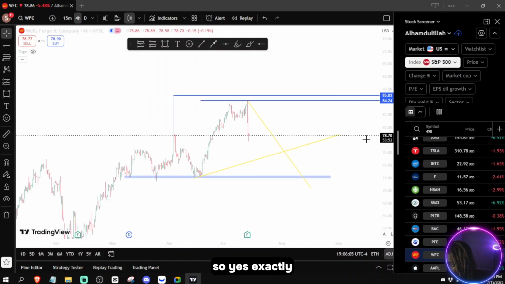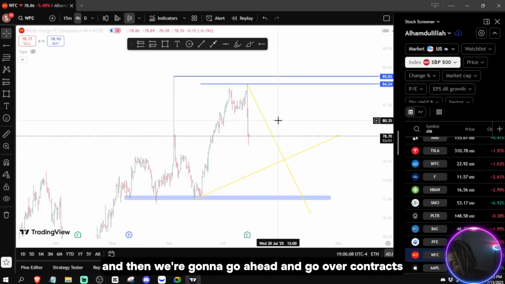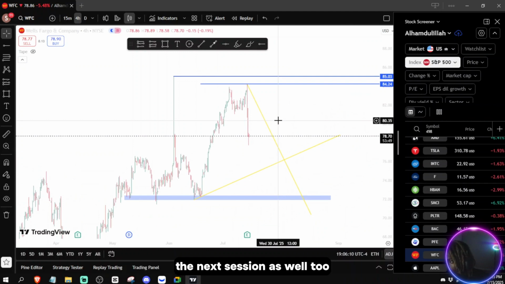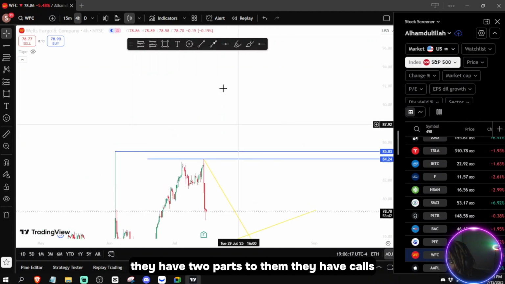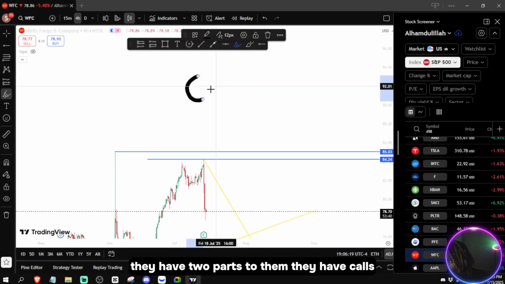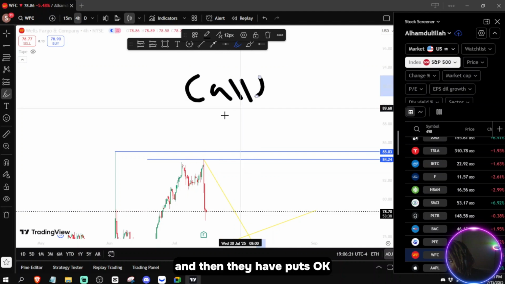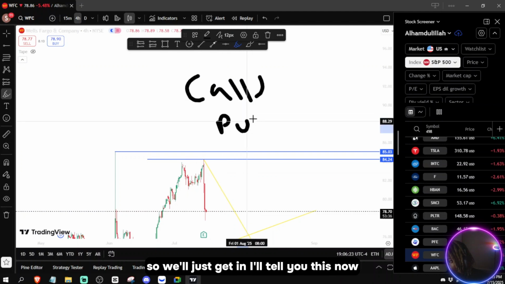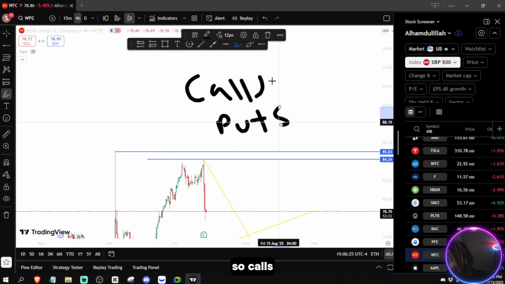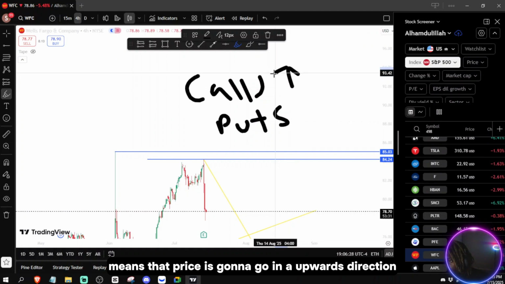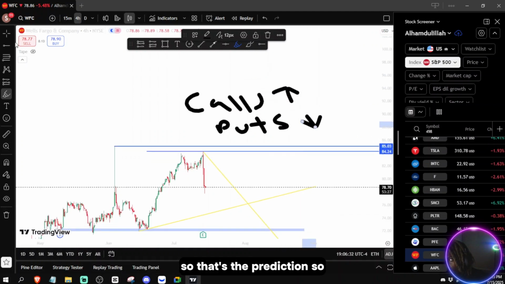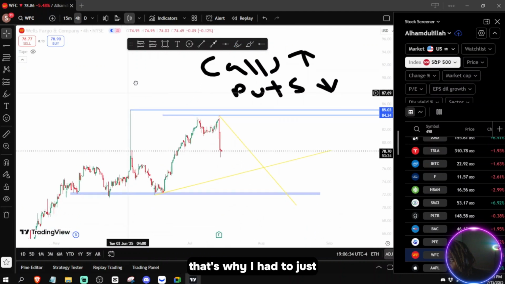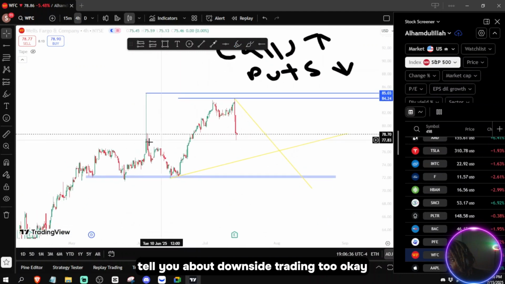Yes, exactly. And then we're gonna go over contracts the next session as well. But before I wanted to go over contracts, I had to tell you about shorting too, because contracts have two parts to them. They have calls and then they have puts. So I'll tell you this now. Calls means that price is going to go in an upwards direction, and puts means that price is going to go in a downwards direction. So that's the prediction. That's why I had to tell you about downside trading too.